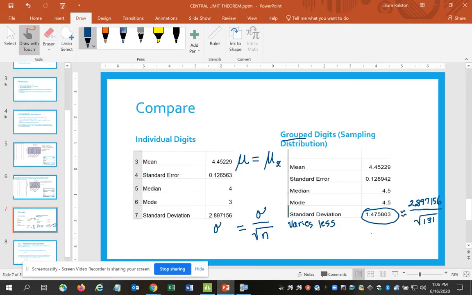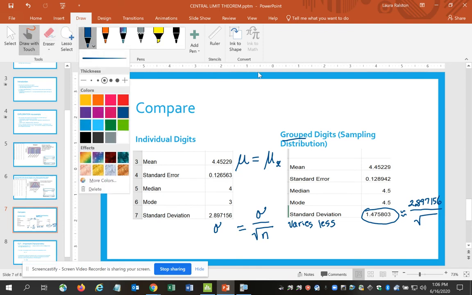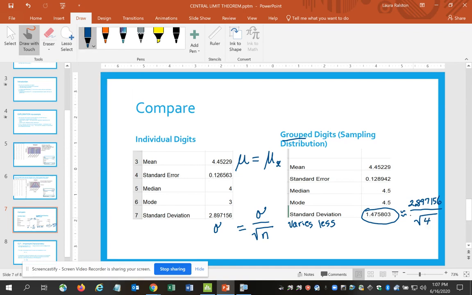So if we go back and look, and Miss Ralston corrects her mistake, sorry about that. My fault. This should be by my group size, which was 4. I get 1.44. So by estimation, this would be 1.44. I am a little bit off, but again, there is that relationship there, and I made a slight mistake.